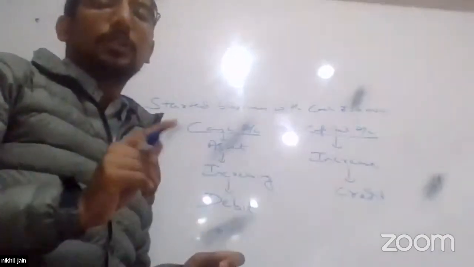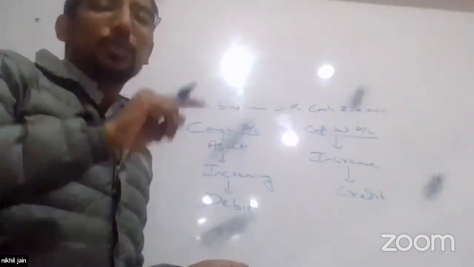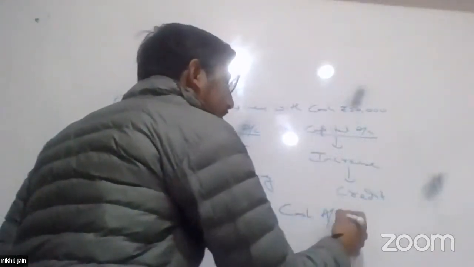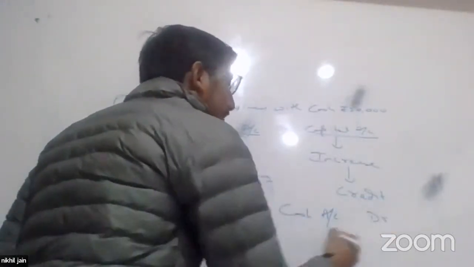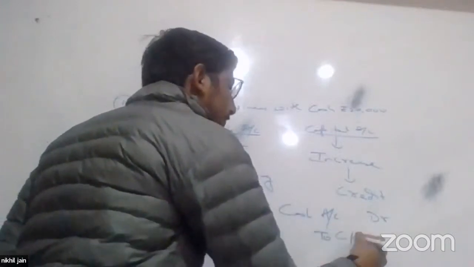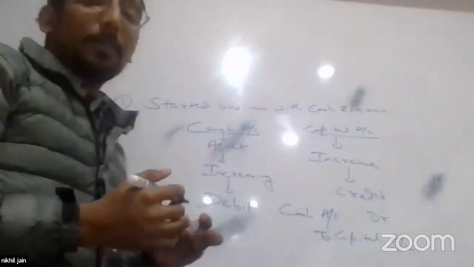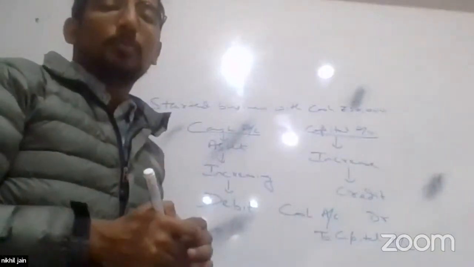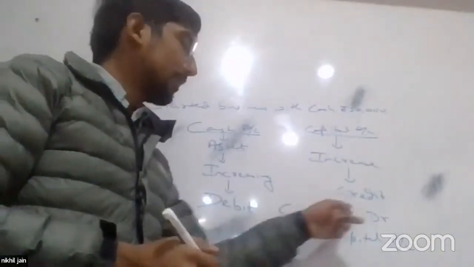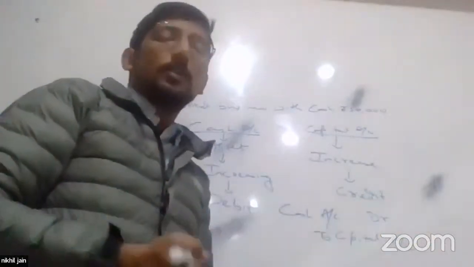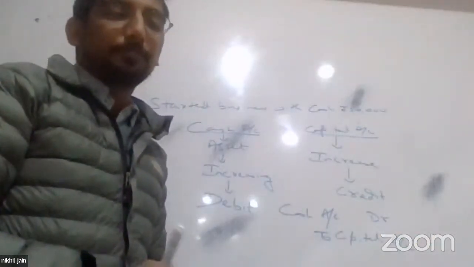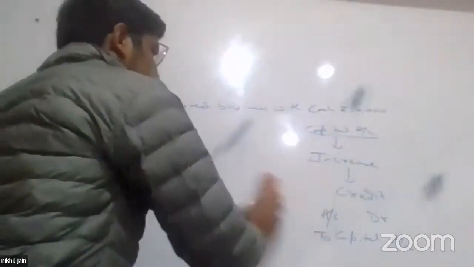In credit, we never use CR, we will be using To. So we will be writing cash account debit to capital account, and the debit and the credit amount should always be equal. So cash account debit to capital account with 50,000 rupees. Is it clear to all? Yes, sir.